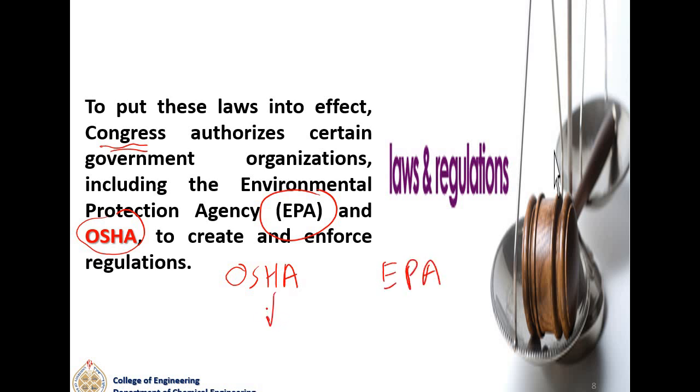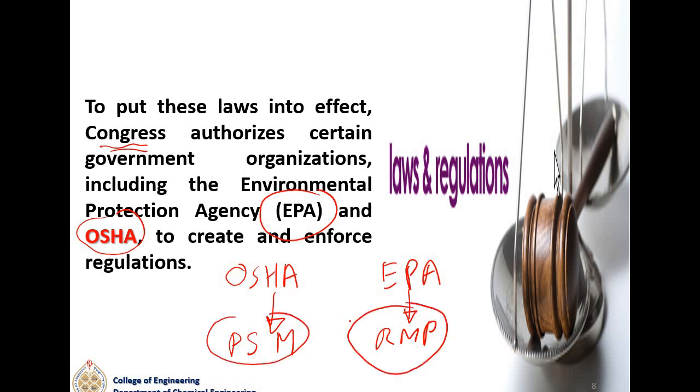And OSHA has set some standards, and the popular one is process safety management. And the EPA has also set a standard, very well known as the risk management plan. We are going to see those standards, not in detail, just to get an idea of how laws and regulations are built and what the elements of those regulations are. And a quick comparison between these two would also be nice.